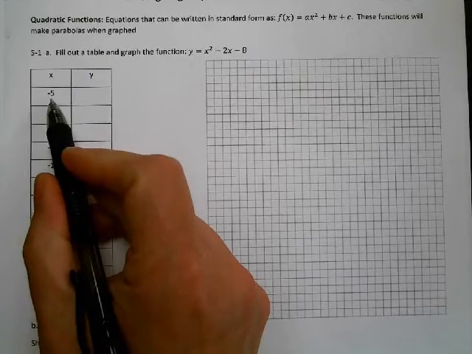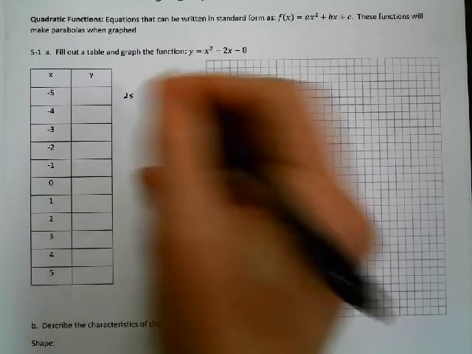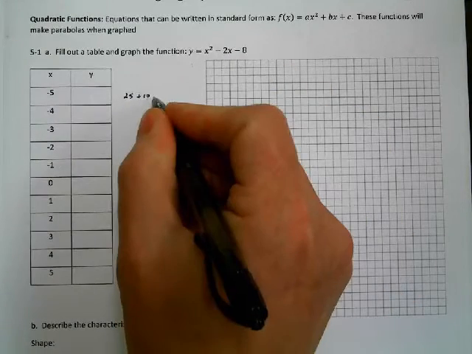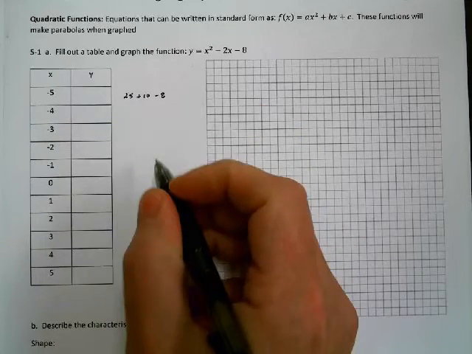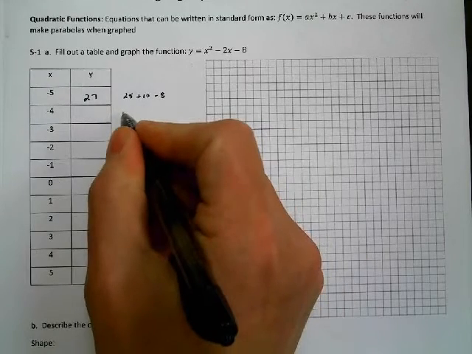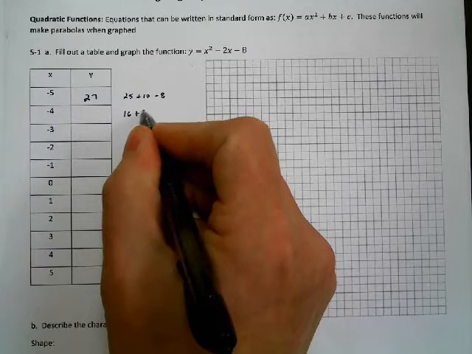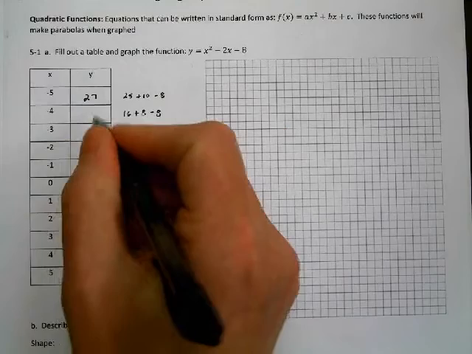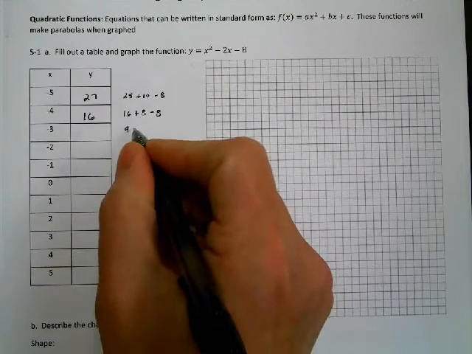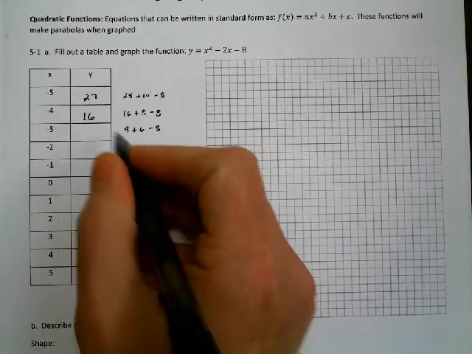All right, so if we plug in -5, remember you're going to square -5 times -5, that's going to become positive 25. And then -2 times -5, that's positive 10. And then minus 8. So that's 35 minus 8, which would be 27. Plug in -4. So -4 times -4, remember that's positive 16. And then -2 times -4 is going to be positive 8. And then minus 8. So this one we get 16. -3 times -3 is 9. -3 times -2 is positive 6. And then minus 8. So here we're getting 7.